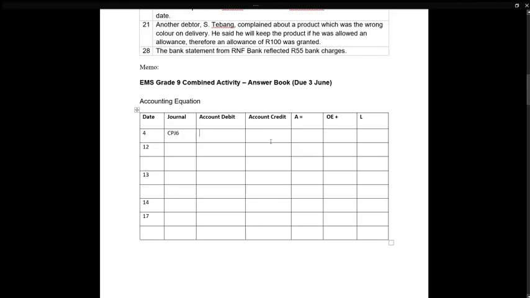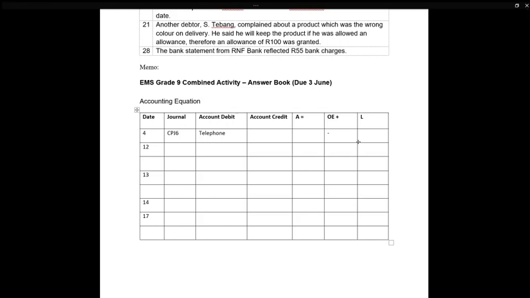Account being debited will be your telephone. Your telephone account. Remember, telephone account is an expense. Expenses increases in the debit side, therefore it will be the account being debited. Right, expenses will always have a negative influence on owner's equity. Always. So I can already go to my owner's equity. The amount was R210. Then this was a cash payment. So I need to take the money out of my bank account. Bank account is classified as an asset, and assets will always decrease in the credit side. Okay, so bank classified as an asset, assets will decrease.